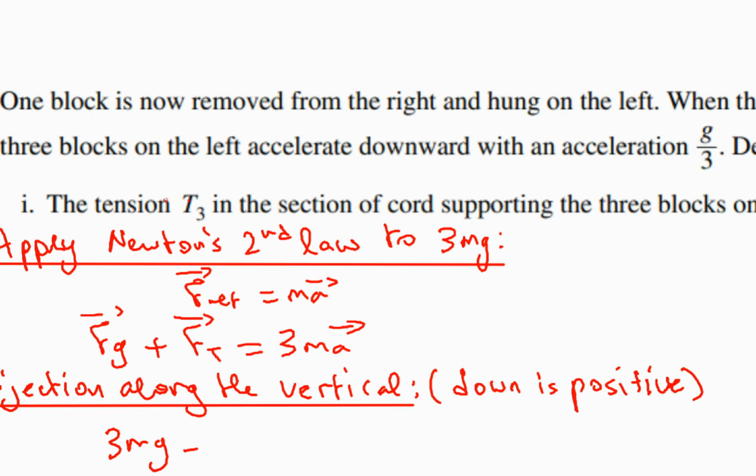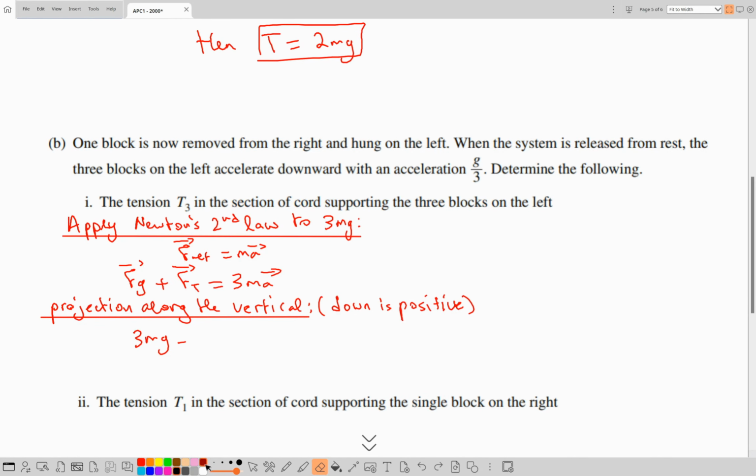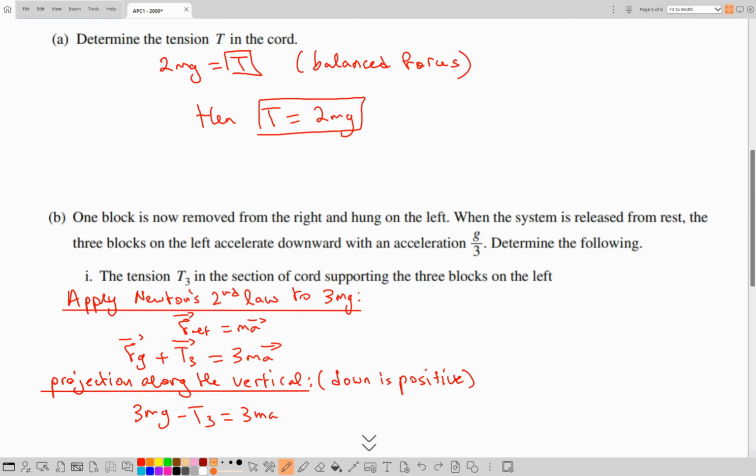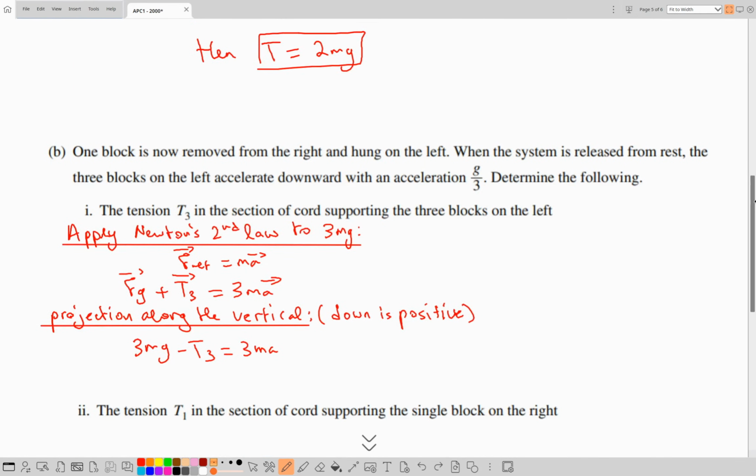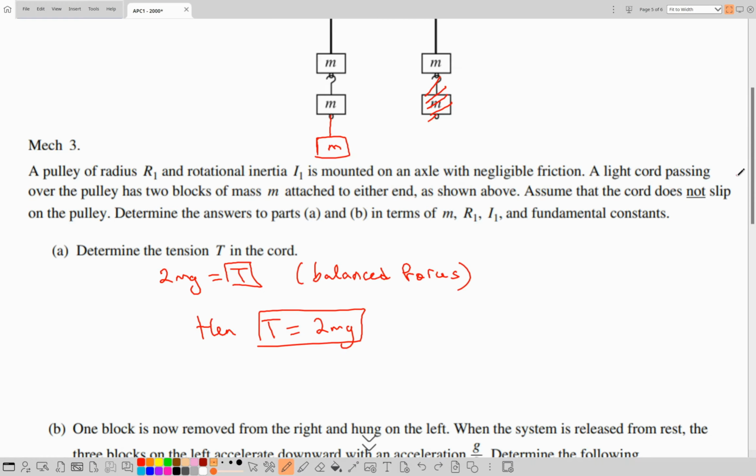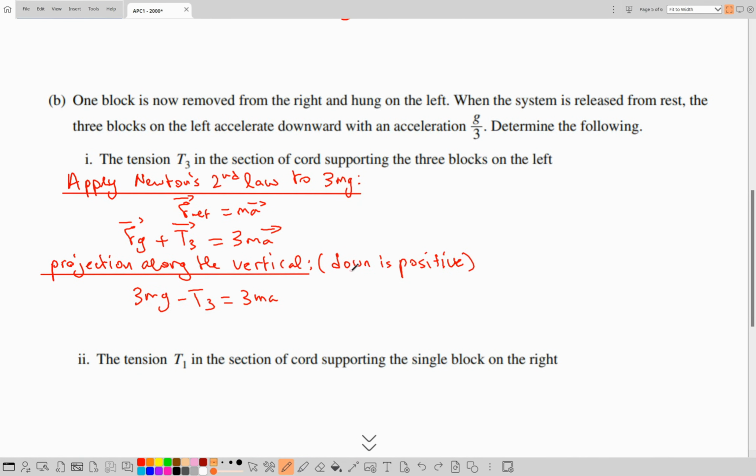minus the tension, now they're naming the tension T3, so let me adjust this. Then T3 equals 3ma. But we know that whether the pulley is massive or massless, the acceleration of the system is the same, because simply we don't have any slipping. Then the acceleration is given by g/3. Then here we can say that 3mg minus the tension T3 is equal to 3m multiplied by g over 3, and we're interested in determining the value of T3.